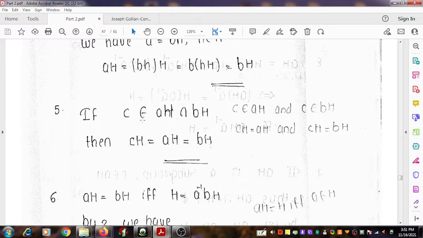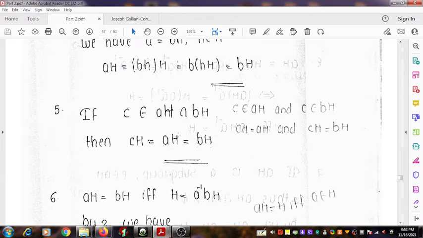But when C is an element of AH, you can show that CH is equal to AH. Previously we have shown that if B is an element of AH, then BH equal to AH. In the same way, if C is an element of AH, then the left coset CH will be equal to AH. Since C is an element of BH, using the same argument, we get that CH equal to BH, and this shows that AH equal to BH equal to CH.